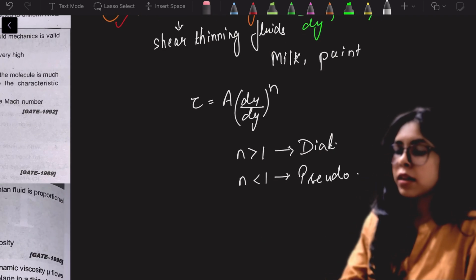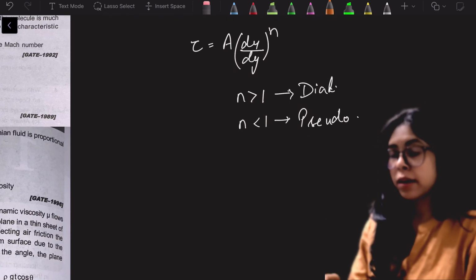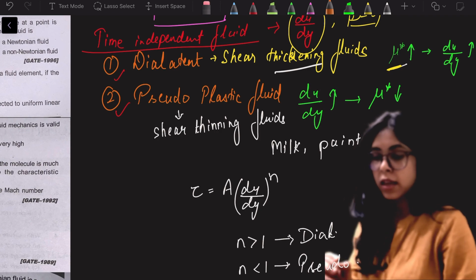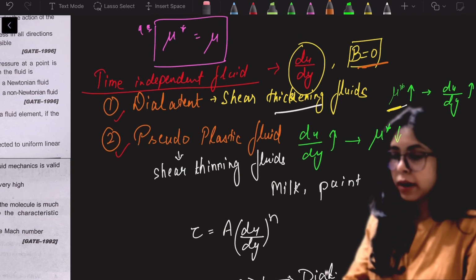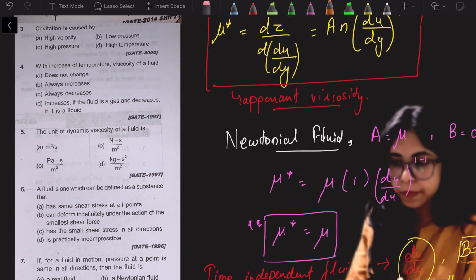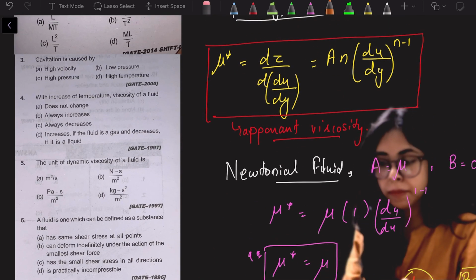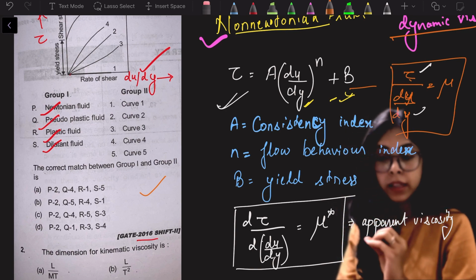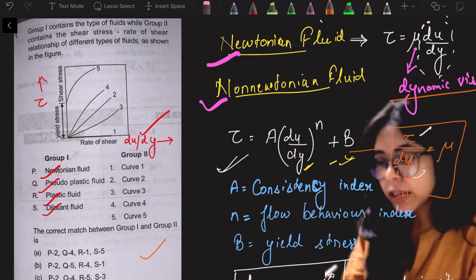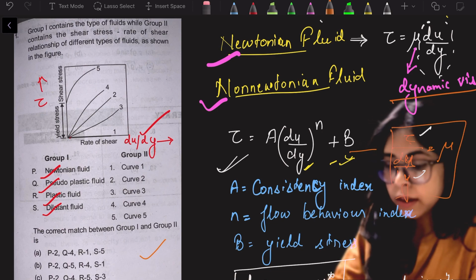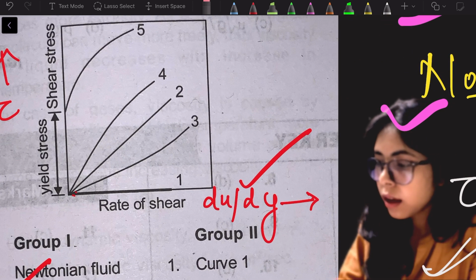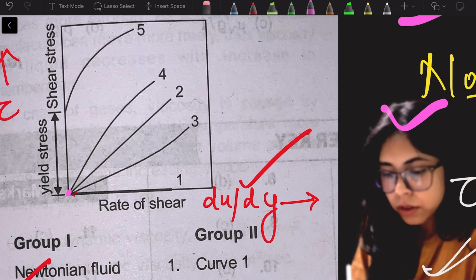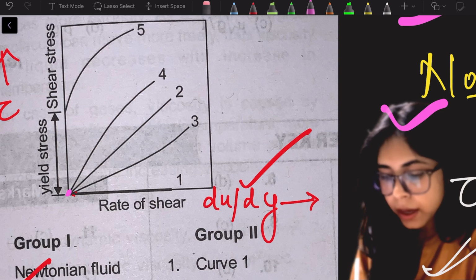Now let's discuss the time dependent fluid and what are the types. As we can see here, the value of b is 0 and it is time independent. Let's relate it with our question. What have I told you, what is b? b is the yield stress, right? So when the yield stress is 0, the value of yield stress 0 will be at this point.